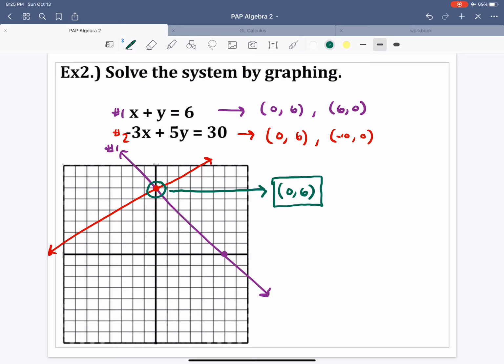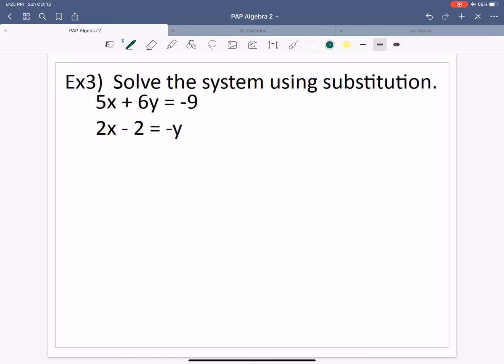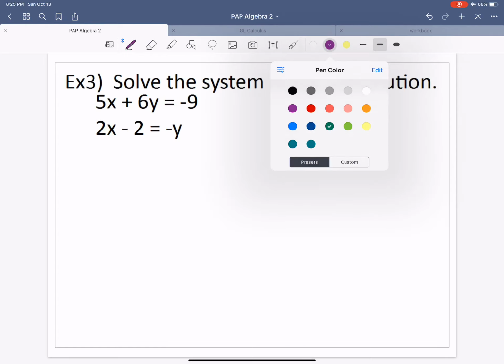Now, you might be asking yourself, why are there two other methods if we can just graph and find the intersection points? Well, sometimes the graphs aren't super easy to see what the intersection points are. And sometimes we have some numbers that are difficult to graph or we don't have graph paper in front of us. So there's two other algebraic methods that we can use to solve systems of equations. The next one we're going to learn about is called substitution.